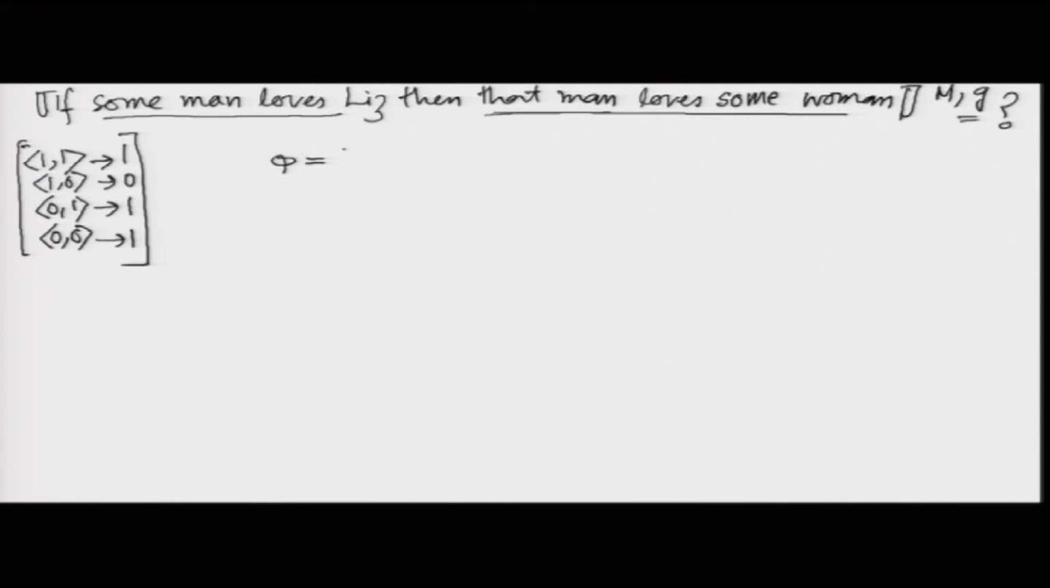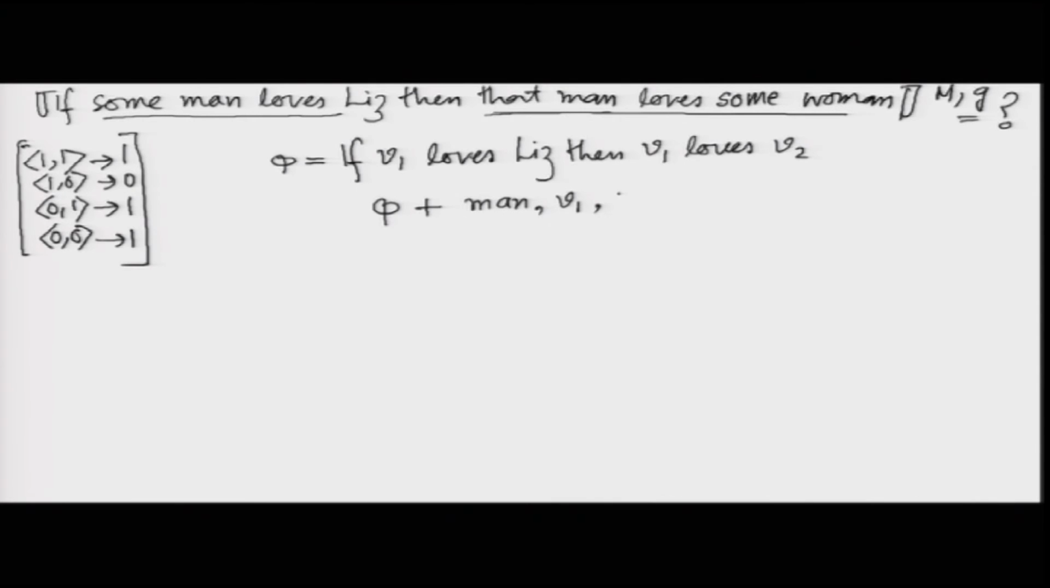Let phi be: if V1 loves Liz, then V1 loves V2, and then we add man, and how to derive it, man and V1, and also the rule, because it is some, we need to derive it. We have the rule B5, B6, the semantic rule B6.